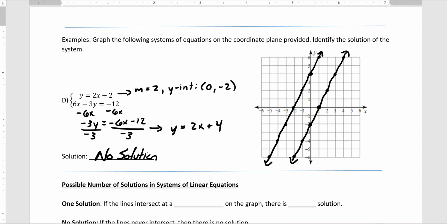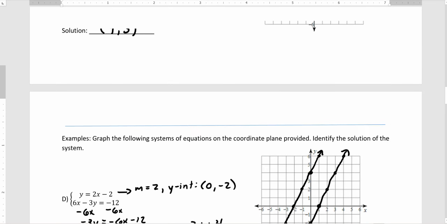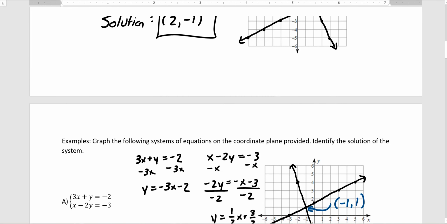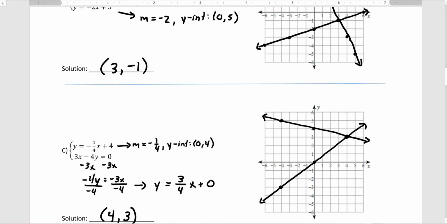All right. Now, as we continue this, once we finish these notes, we're going to talk about a couple other situations that are possible. We're going to have no solution, one solution, which is what we had with all of our other ones, and we'll also talk about infinite solutions, all right, and how those can occur.